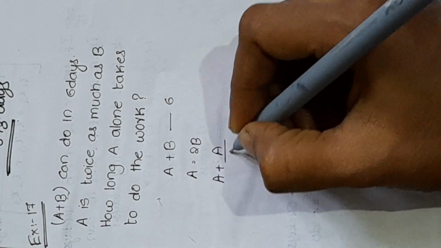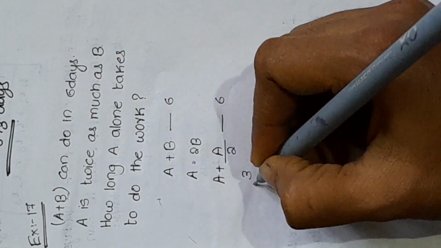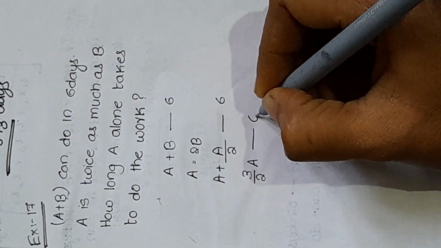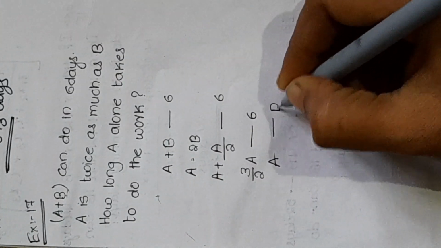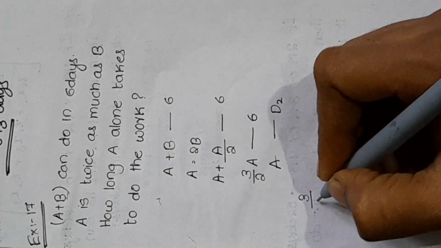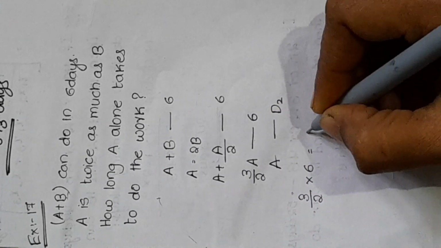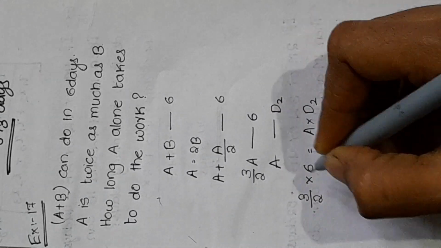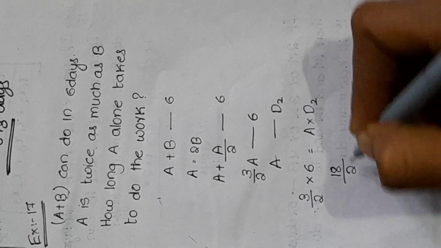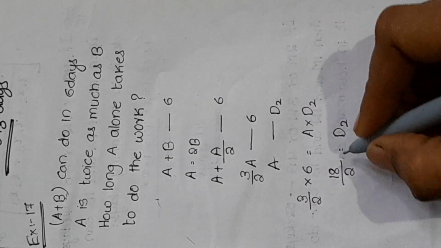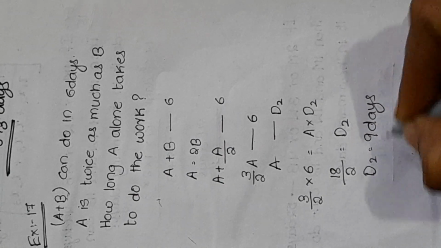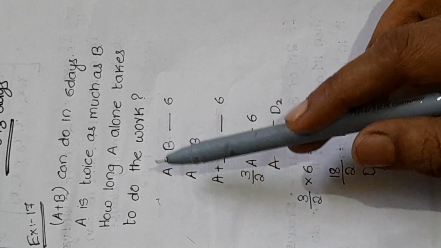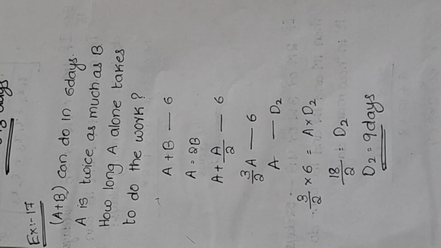A plus A by 2 takes 6 days. That is 3 by 2 A takes 6 days. Then A takes D2 days. 3 by 2 into 6 is equal to A into D2. 18 by 2 is equal to D2, which is D2 is 9 days. The time taken by A alone to do the work is 9 days.